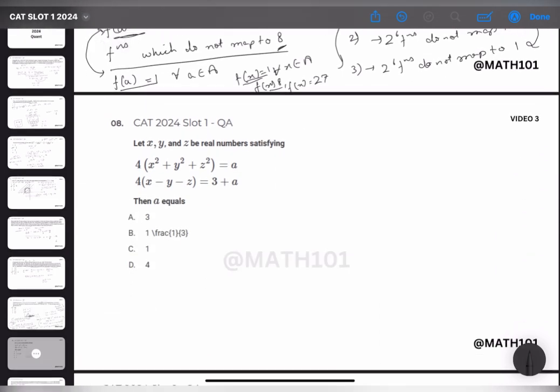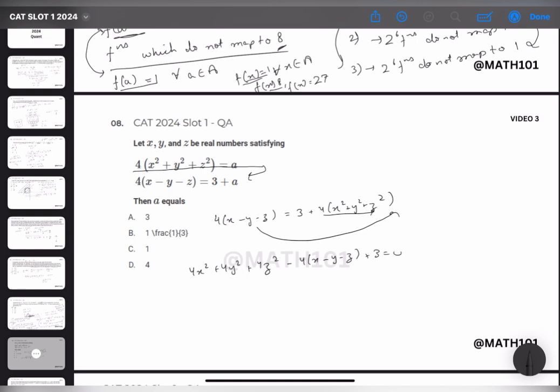Moving on. This is a straightforward question. Just substitute the value of A. We get 4x minus y minus z equals to 3 plus 4 x square plus y square plus z square. This thing sent here. So I get 4x square, I distribute it across, plus 4y square plus 4z square minus 4x minus y minus z plus 3 equals to 0.